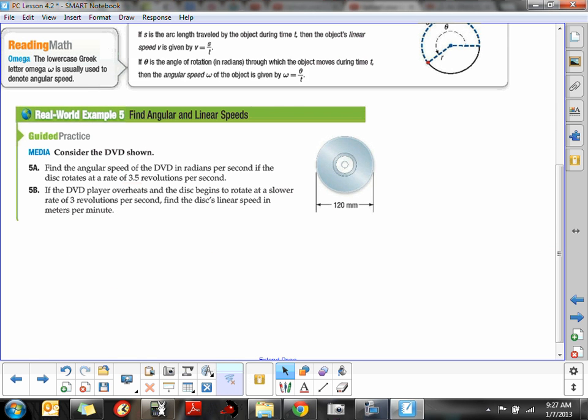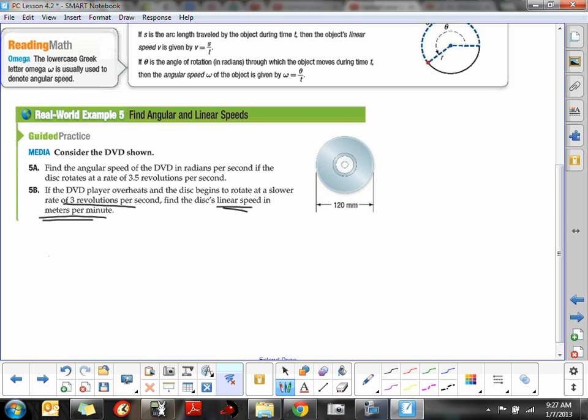Next one, in 5b, if the DVD player overheats and the disk begins to rotate at a slower rate of 3 revolutions per second, find the disk's linear speed in meters per minute. So always trying to take a look at those units and make sure we know what we're going to finish our answer in, and we're going to finish in meters per minute. Okay, so this time it's 3 revolutions per second, and we're going to talk about its linear speed.